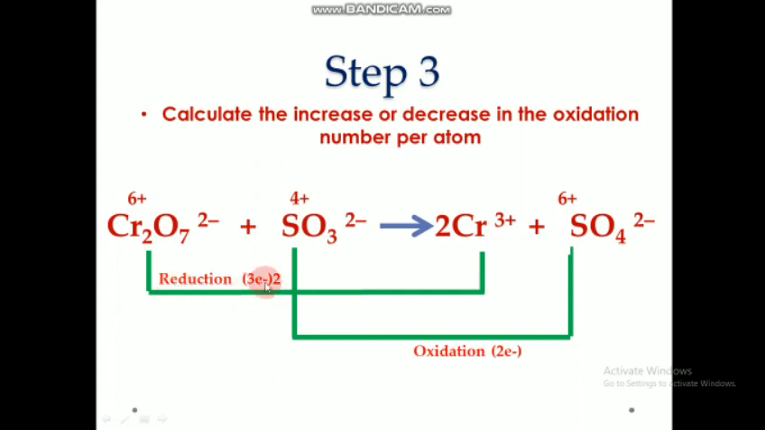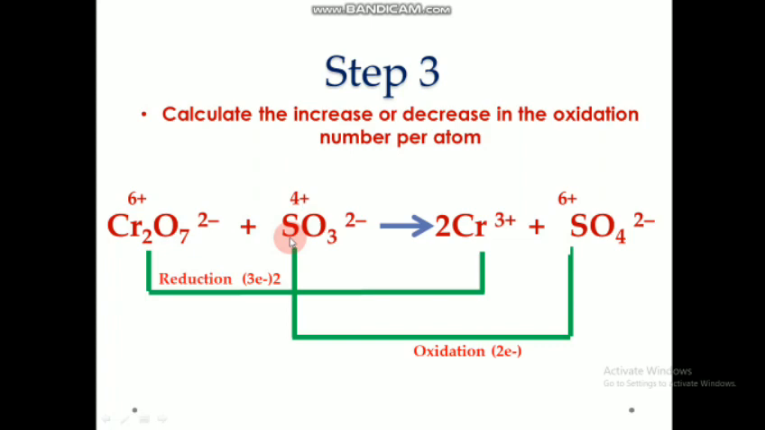Now there are 6 electrons for reduction. We have to see the oxidation part. Oxidation is still 2 electrons. So we have to make it 6. So what we can do? Sulfur is becoming 4+ to 6+. So 2 electrons are changing in one atom of sulfur.